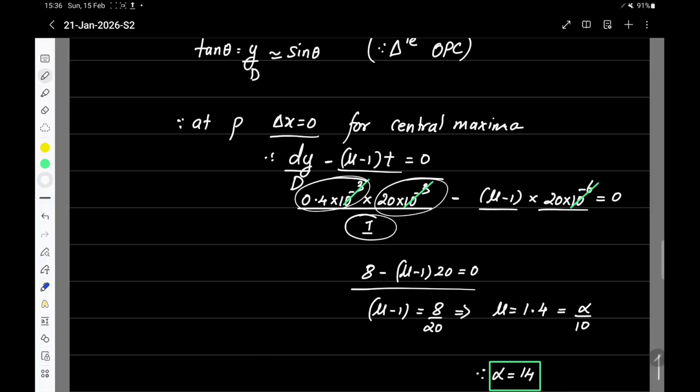You will be left with 8 minus (mu minus 1) into 20 is equal to 0, or mu minus 1 is 8 by 20. This gives you mu is 1.4. But they have told mu is some alpha by 10. So if 1.4 is alpha by 10, the value of alpha will be 14. This is our answer.